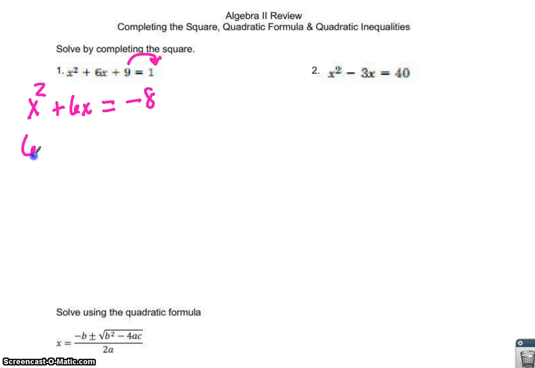You take the number in front of x, you divide it by 2 always, you get 3. You take this number, you square it, and you get 9. This number is going to get added to both sides.